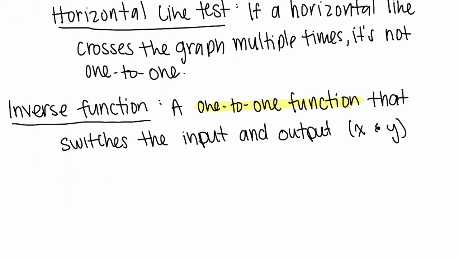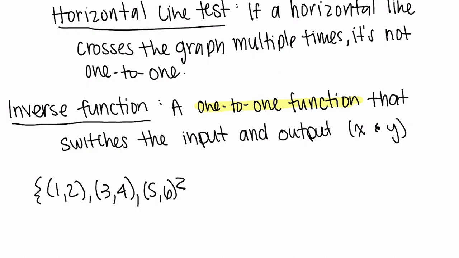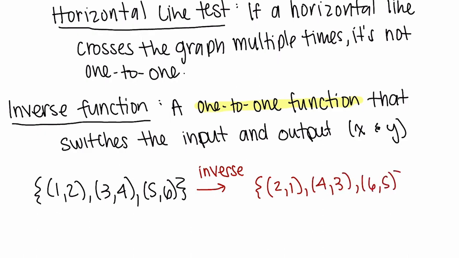So if I just give you a set of ordered pairs, just switch x and y. So if I gave you something like (1, 2), (3, 4), (5, 6), and I said find the inverse, we're just going to take my x and y and switch them. We're going to have (2, 1), (4, 3), and (6, 5).